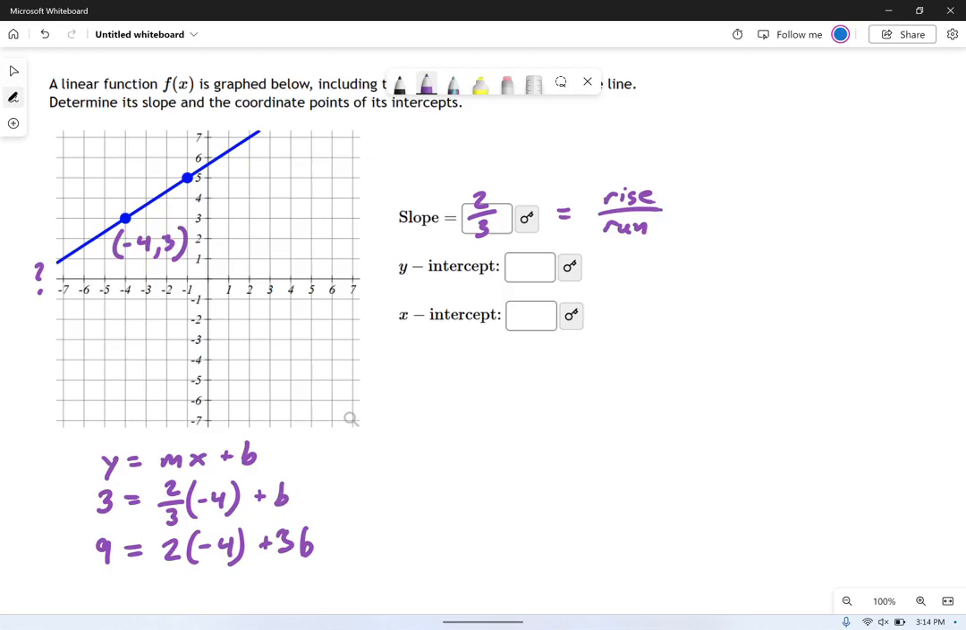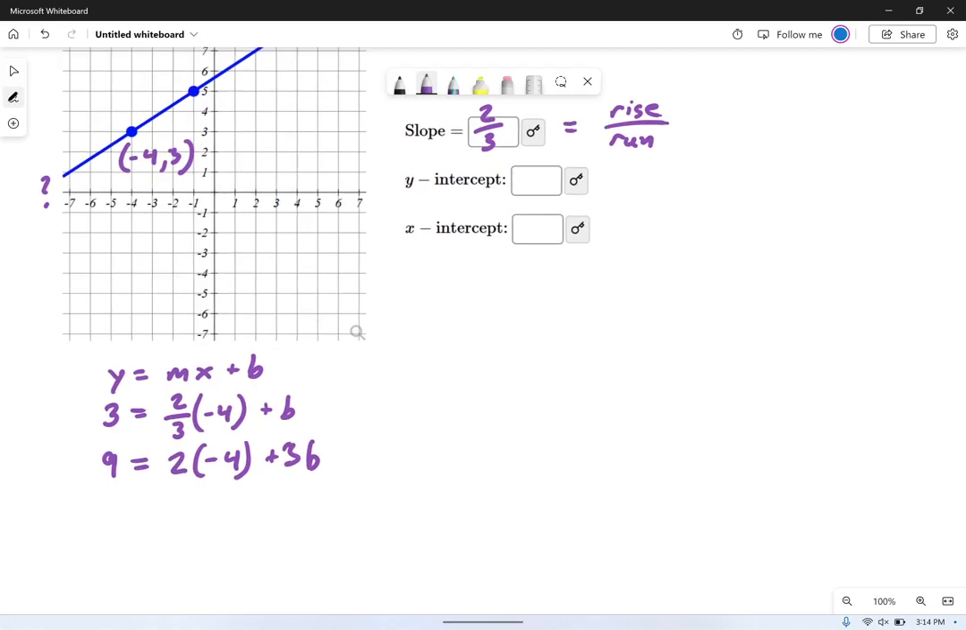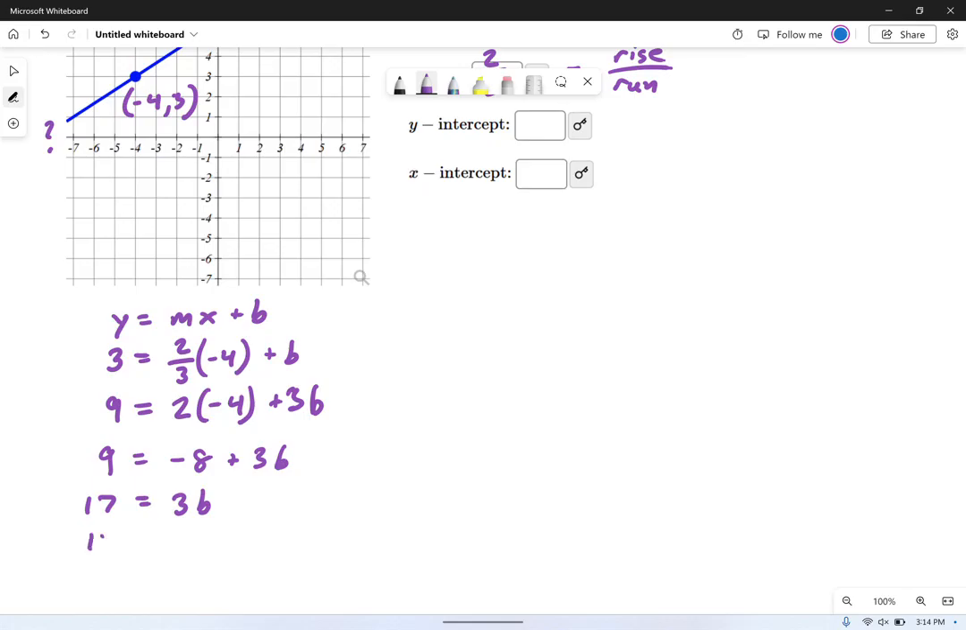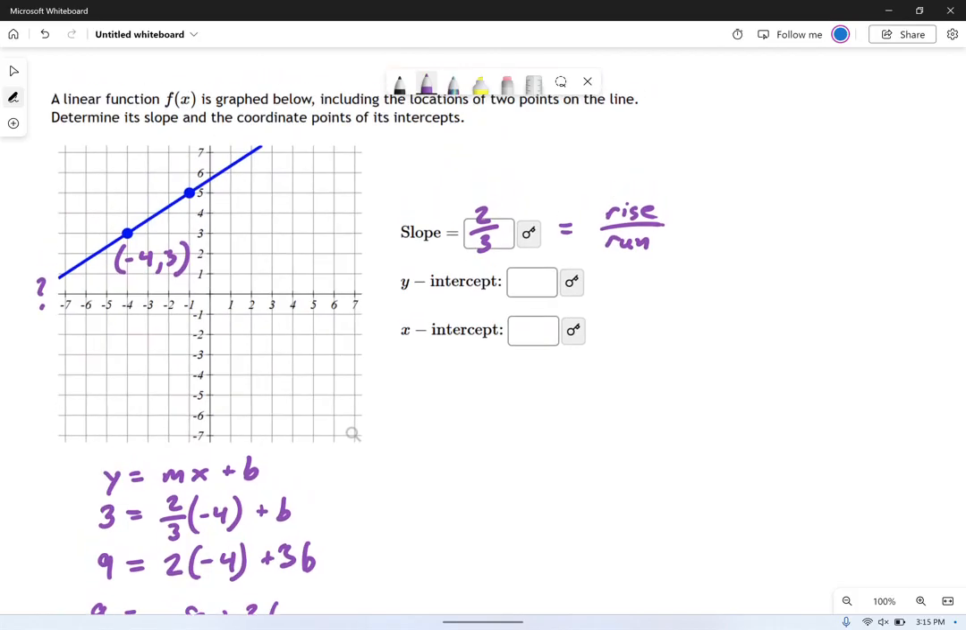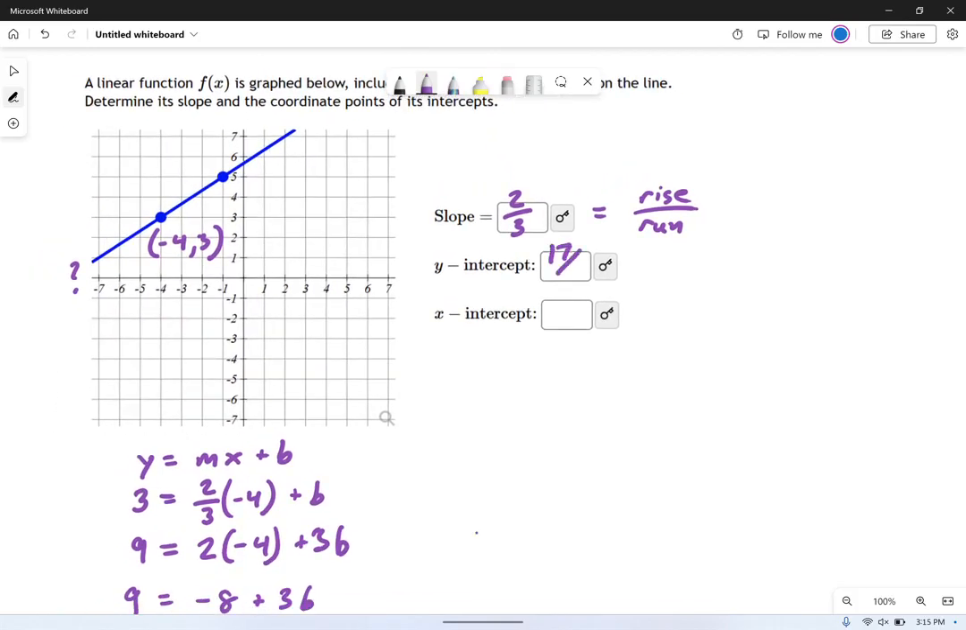And now I'm just going to move things over. I'm just going to do a little algebra, and we get 9 equals -8 plus 3b. I'm going to add 8 to each side, and then divide each side by 3, and I get 17/3 equals b. This is kind of why we were having a hard time with that y-intercept, because it's gross. It's not a nice number. It's just 17/3. Okay, so 17/3 is my y-intercept value. Sometimes fractions happen. It doesn't mean you're wrong. It just means the problem was set up kind of gross.